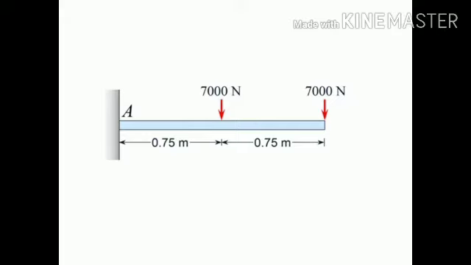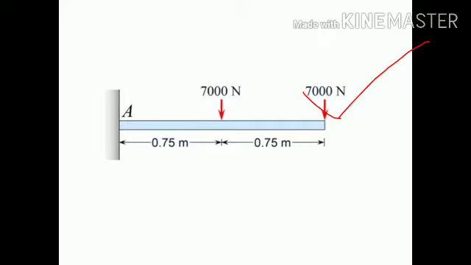Here we can see that one end is fixed and the other end is free. The length of the beam is 1.5 meters, and at the middle of the span 7,000 Newton acts upon it, and at the end of the beam 7,000 Newton load is also acting. In this case, how can I draw the SF and BM diagram?